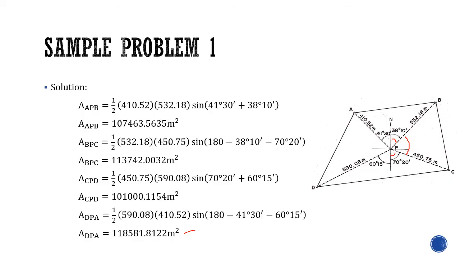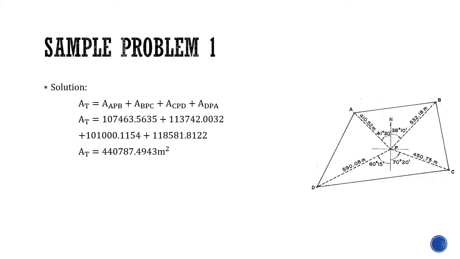Tapos the total area of the quadrilateral ABCD ay equal to the sum of the individual areas, no? Pag sinum natin 'yan, that will be the final answer. So this is the final answer. Okay, so try it on your own, tapos makikita mo that this is the answer. Check mo na lang, if you want. That is the triangle method.